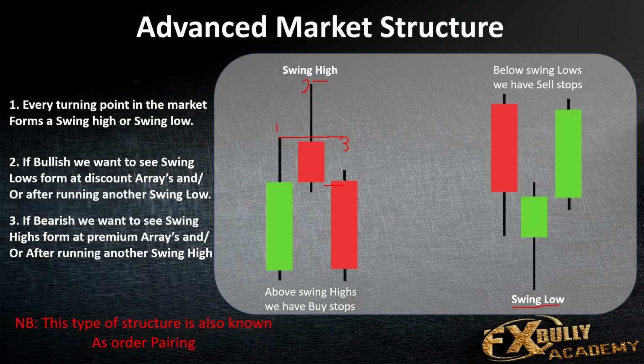The second thing that we want to talk about is that when we are bullish, we want to see swing lows form at discount arrays or after running another swing low. That is what we want to see in the market when we are looking at this advanced market structure. This is very important because this type of structure is also known as order pairing.